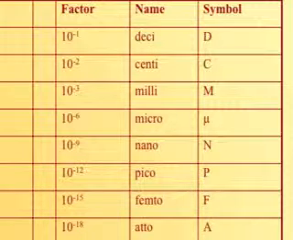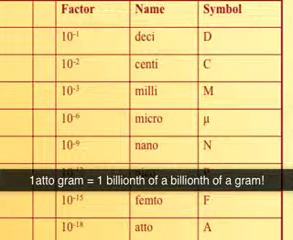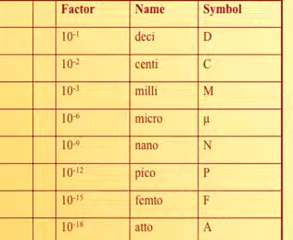attogram. Generally you don't measure distances that small, but if you do, you're talking about distances that are within the nucleus of an atom. Okay, pico, 10 to the minus 12, femto, 10 to the minus 15.